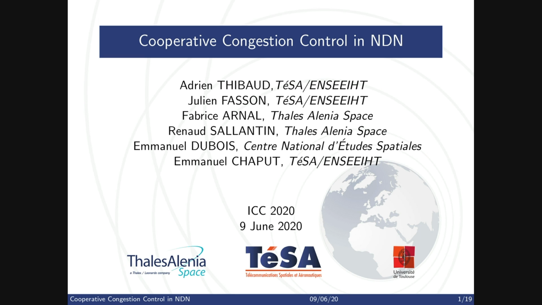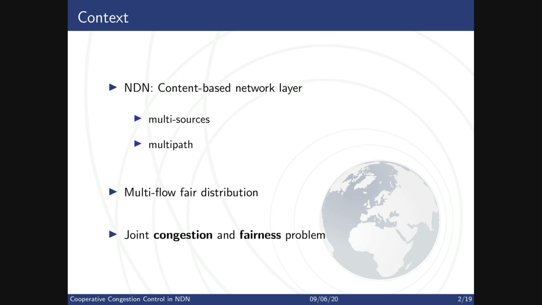I work on congestion control in named data networking, and today I will speak about our proposition, which is called cooperative congestion control. In our study, we work with named data networking architecture, which is a content-based network layer. It offers multiple opportunities such as multi-source and multipath retrieving, which we will focus on during this presentation.